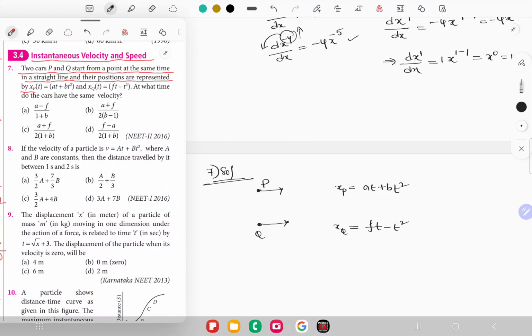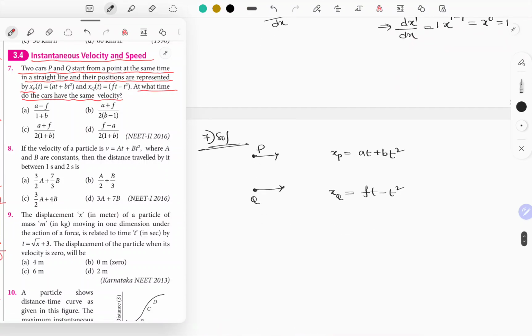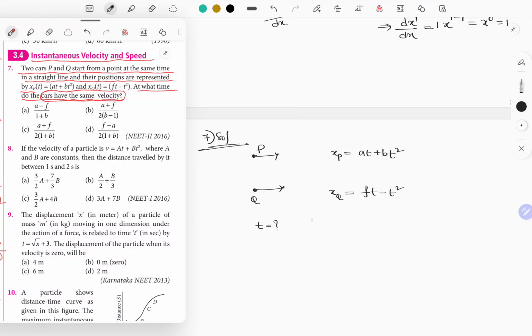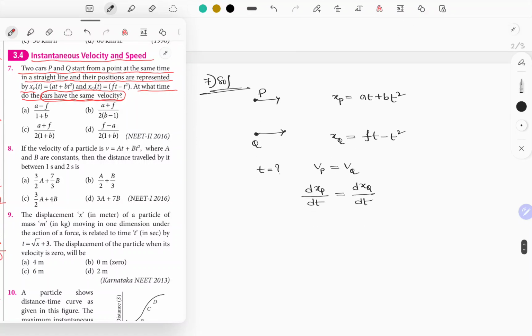At what time do the cars have the same velocity? Look at the last line of the question. At what time? That means they're asking for time. At this time, what is happening? The cars are having the same velocity. Velocity of car P is equal to velocity of car Q. To find velocity, what should we do? Differentiate position with respect to time. That is dxp by dt, which is equal to dxq by dt. Whatever the last line they have given, I just followed blindly. So I need a time, at what time the velocities are equal.